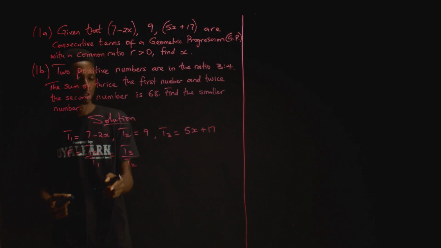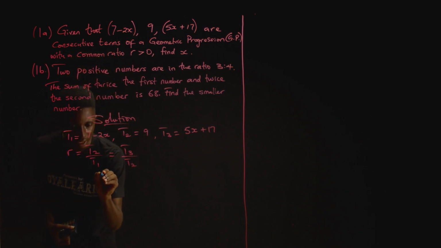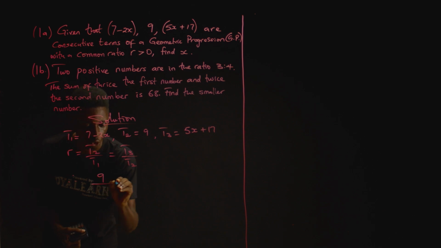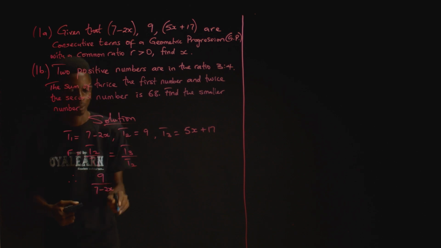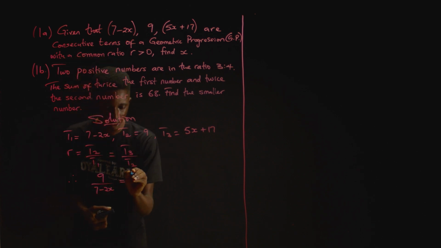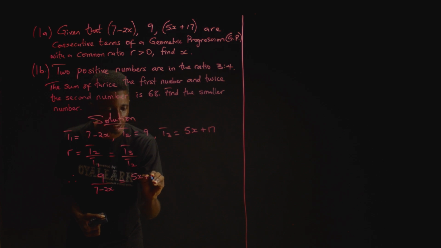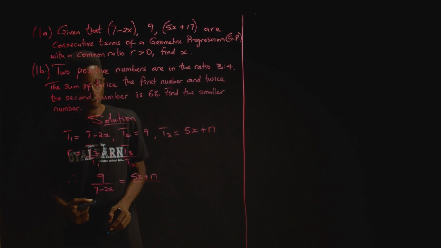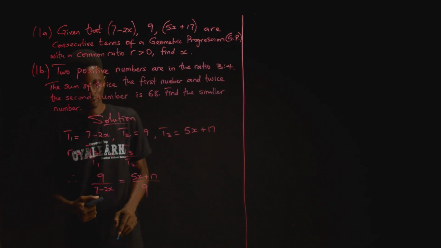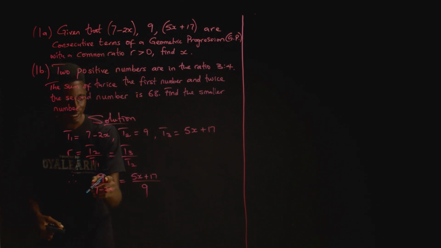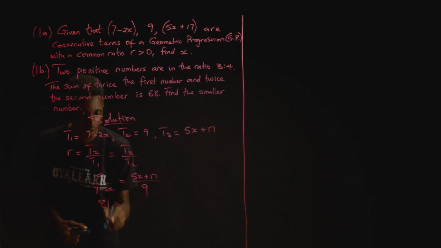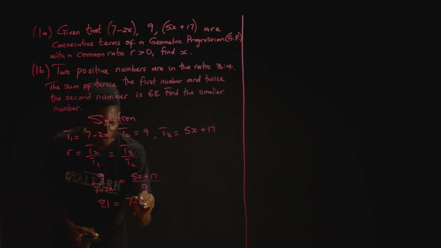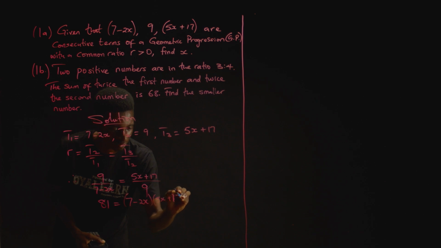So let's do that. Our T2 is 9 over T1, which is 7 minus 2x, equals T3, which is 5x plus 17 over T2, which is still 9. Now from here we cross multiply. 9 multiplied by 9 will give us 81 equals, now we multiply these two, so we have 7 minus 2x multiplied by 5x plus 17.